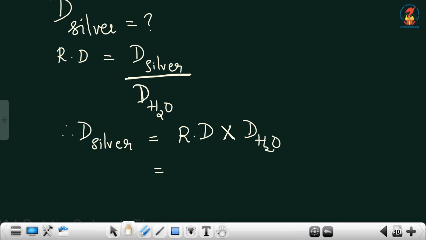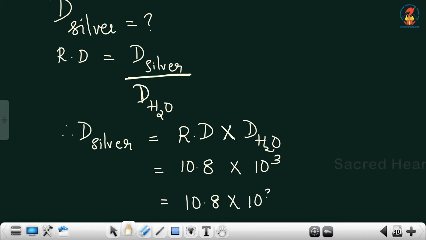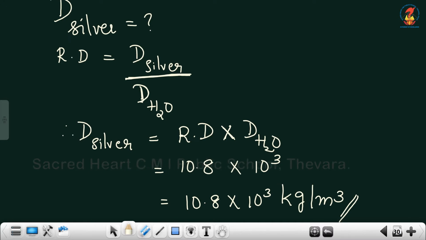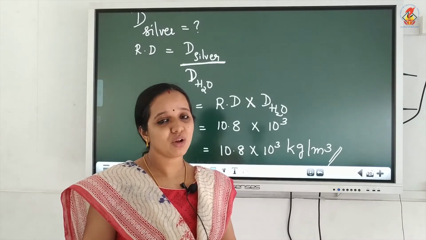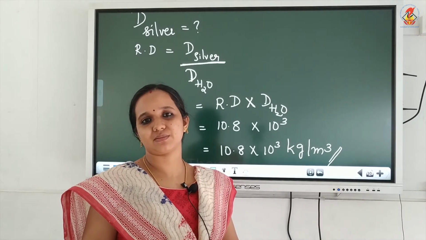Relative density of silver is given as 10.8 in the question, into density of water is 10 raised to 3. So, density of silver is 10.8 into 10 raised to 3 kilogram per meter cube. This is how you solve the problems related to relative density.